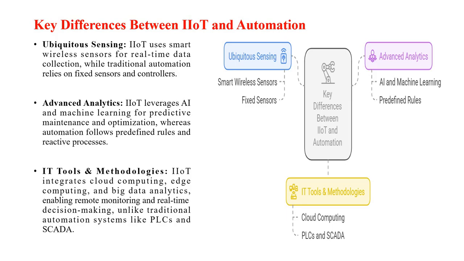And the third point is IT tools and methodologies, where the traditional automation depends on programmable logic controllers, that is the PLCs, and the SCADA system for control. But industrial IoT integrates cloud computing, edge computing, cybersecurity, and big data analytics, enabling remote monitoring, real-time data processing and seamless communication across industrial networks.